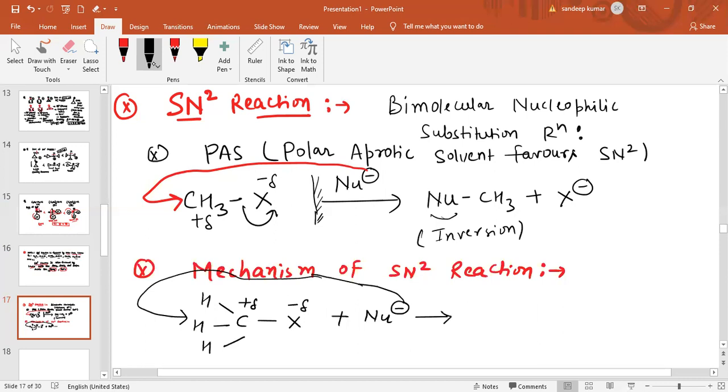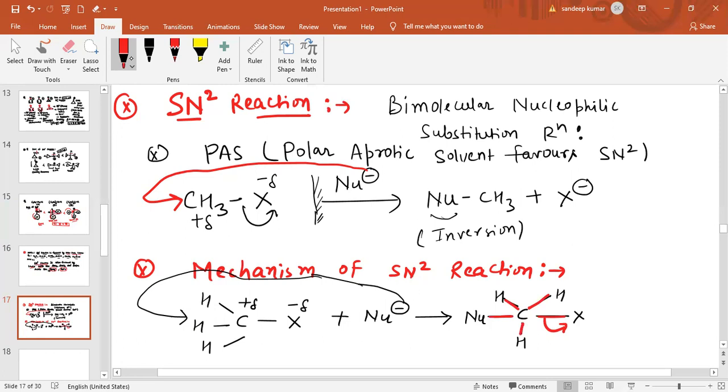When the nucleophile adds, the carbon will form 5 bonds and arrange in this way, like CH, H, H, and here it is nucleophile, and here it is X. Now, when the nucleophile attacks, this leaving group will be removed because there are five bonds formed by carbon: 1, 2, 3, 4, and 5.